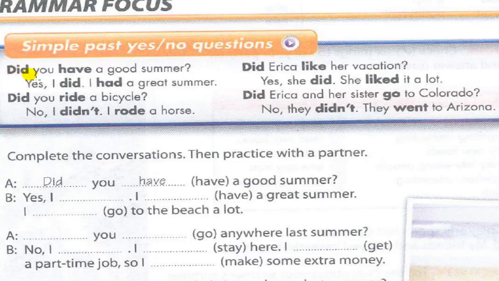Did you have a good summer? Yes, I did. I had a great summer. Had, the past of the verb to have, has and have. The past, had. Did you ride a bicycle? No, I didn't. I rode a horse. Ride, the past, rode. I rode a horse.